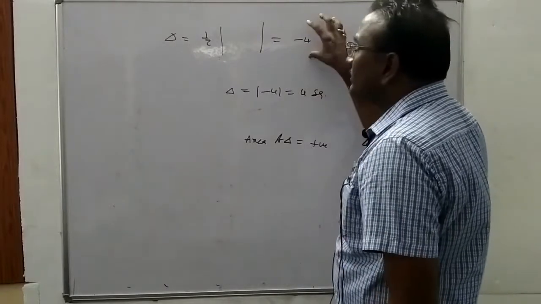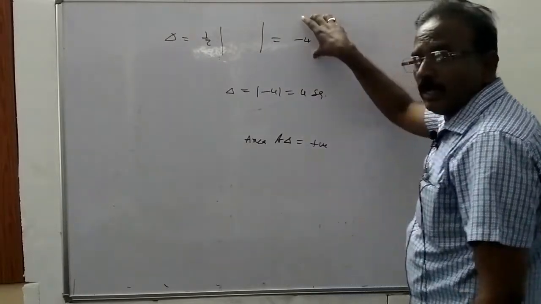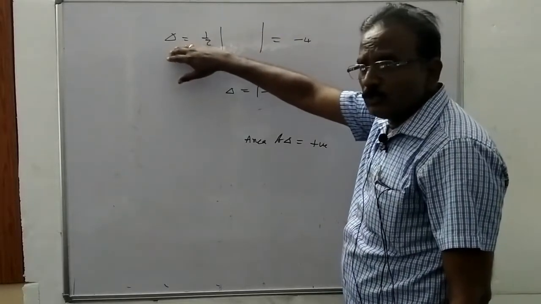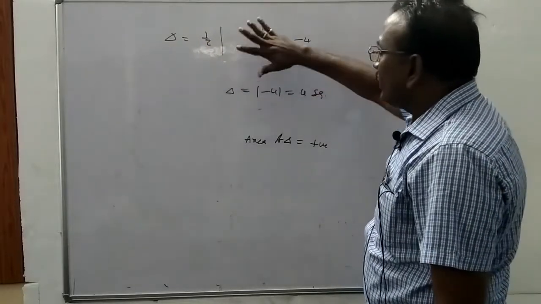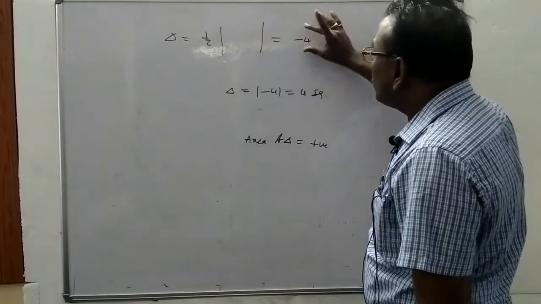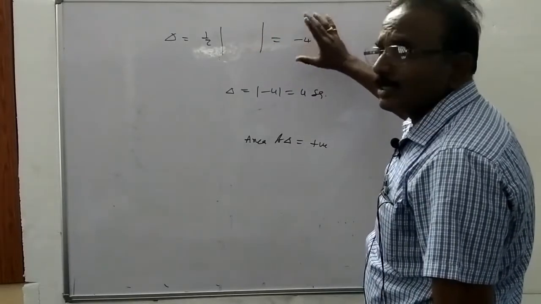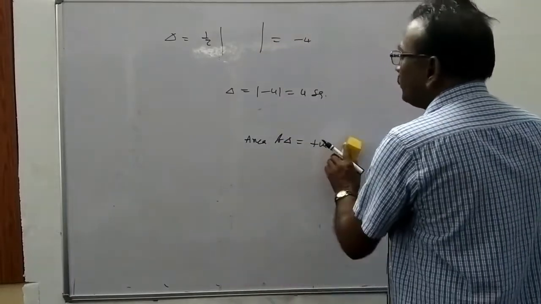Whenever we get a negative value in the determinant, because the area of a triangle is always positive, we always take the absolute value of the determinant. So that is the area of the triangle, because the area of a triangle is always positive.